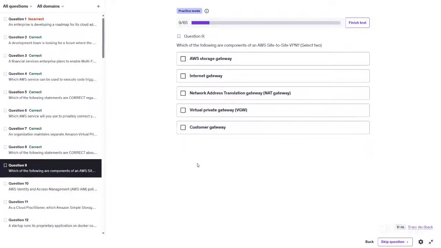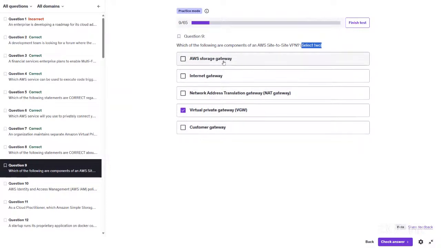Now, two more questions. Which of the following are components of an AWS site-to-site VPN? So they're asking about site-to-site VPN. We're trying to connect on premises to the cloud. How do we do that? So two components. You're going to need a virtual private gateway because it's a VPN, virtual private network. And you're going to need one more thing. It might be a customer gateway or network address translation gateway. Let's see what the answer is here.